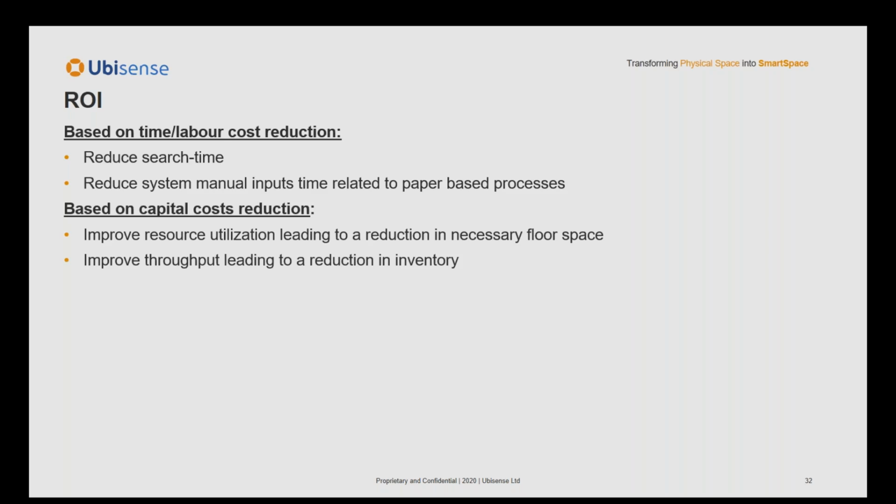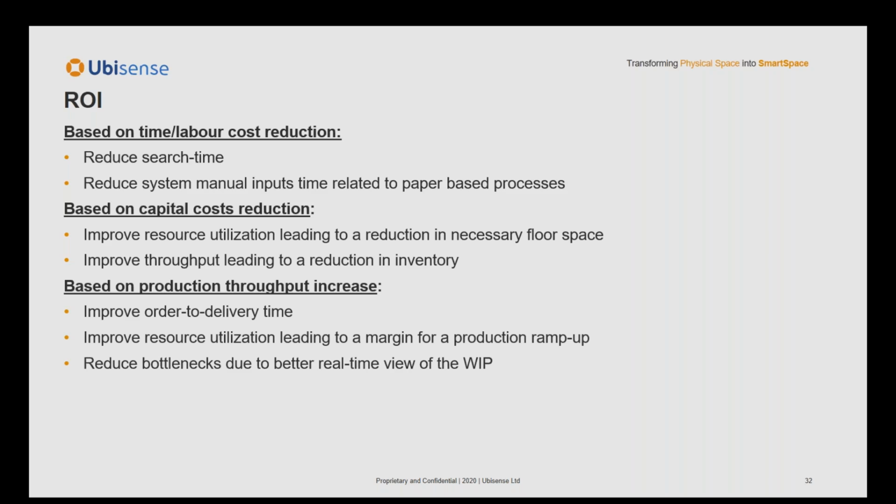You also have savings based on capital cost reduction. If you improve resource utilization because you need less space outdoors in the yard to manage your processes, that's a big reduction in capital cost. You can also improve throughput with the system, and that will lead to a reduction in inventory. By a reduction in inventory, I mean a reduction in the number of products you have in your parking. So if you have a tractor that costs 200,000 euros and you manage to reduce your total inventory by 10, 20 or 30 tractors, that's a lot of money that is not blocked anymore.